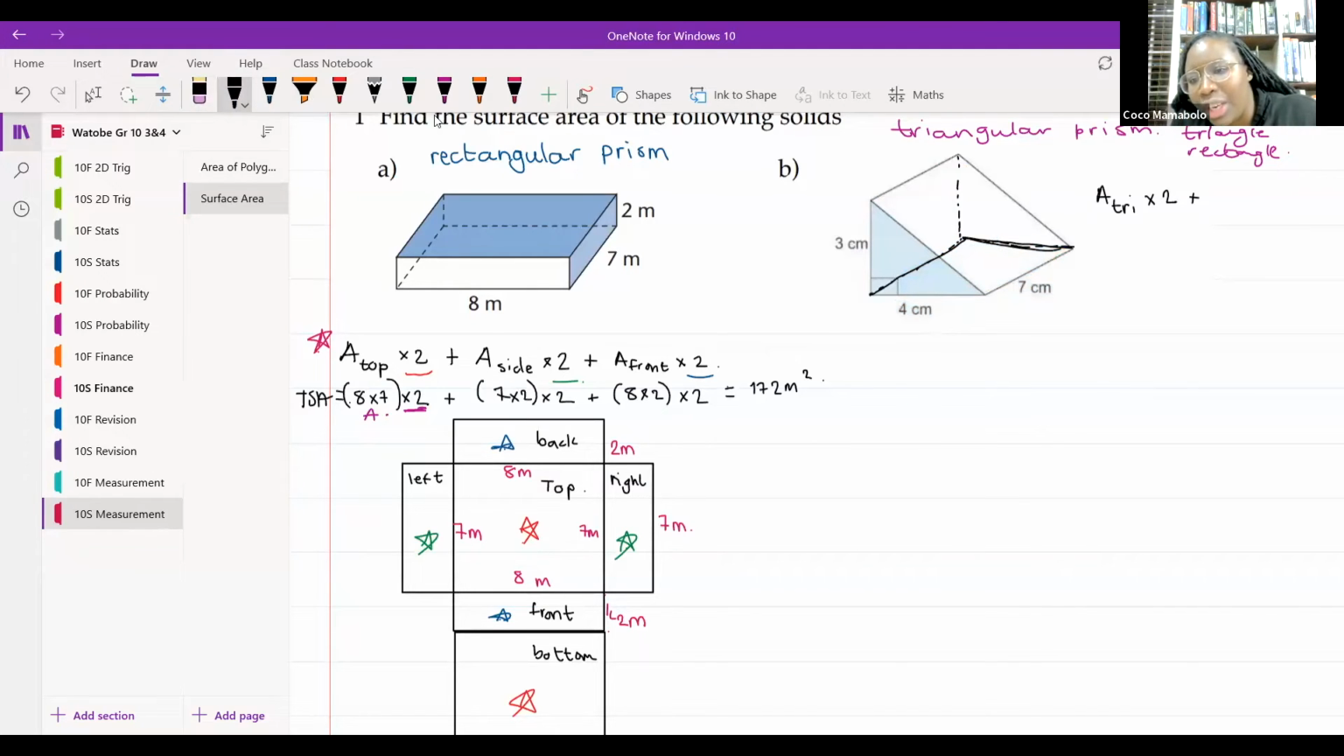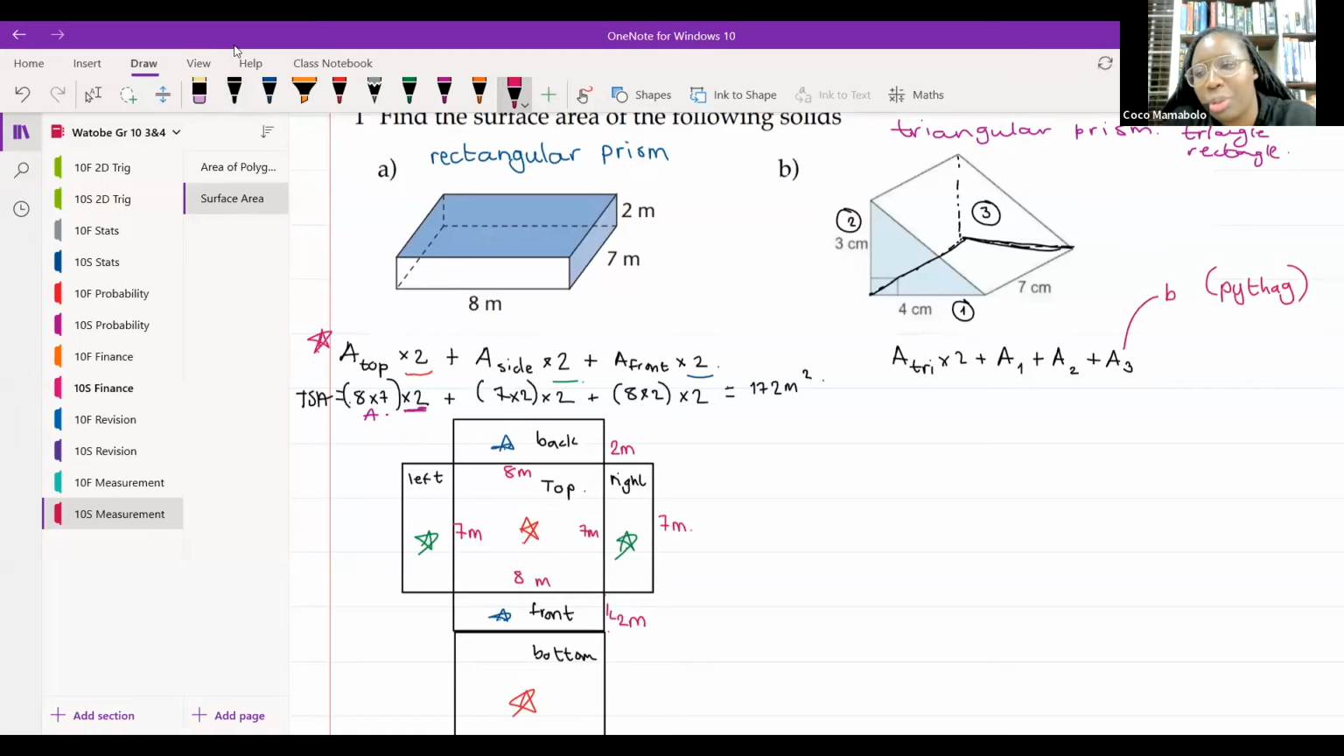Right. So what we're going to do is name the bottom rectangle, rectangle 1. We're going to name this one rectangle 2, and we're going to name the top one rectangle 3. So when we put the surface area of this shape together, we're going to have the area of the triangles times 2 plus the area of rectangle 1 plus the area of rectangle 2 plus the area of rectangle 3. Give me a thumbs up if you're going to be able to do all of this on your own. Now, remember, for the area of rectangle 3, in order to find the breadth, we still need to do Pythag.